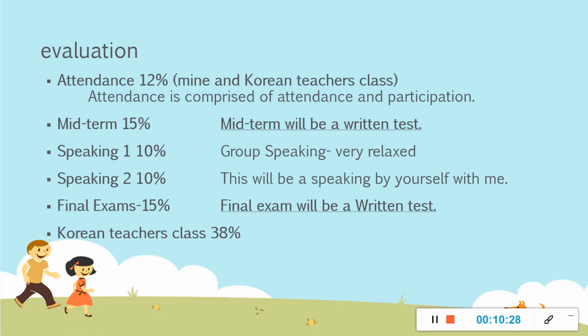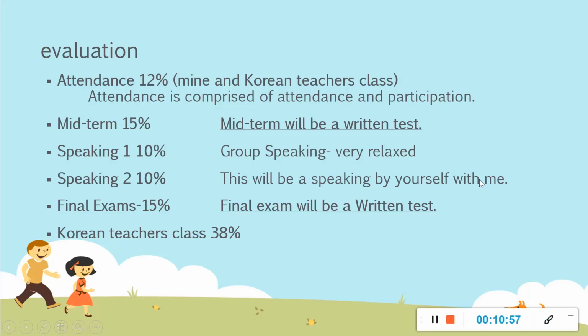The next one is your midterm, and as you can see, midterm is 15%. Midterm is a written exam, and this is the same for all of the students who take creativity level. The next one is a speaking assignment, and in my class I focus more on speaking. So there's 2 speaking assignments, and you can see there it says group speaking, very relaxed, and then it says number 2, and then it says this will be speaking by yourself with me.